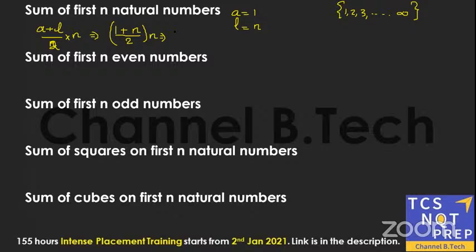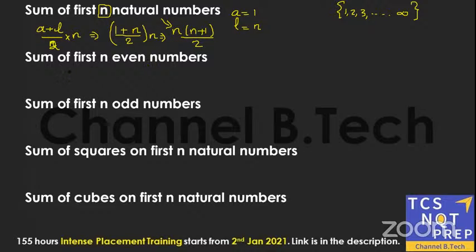This is how we got the formula n into n plus 1 by 2, which is for finding the sum of n natural numbers. In many books, we will have this formula, right? n into n plus 1 by 2. How did we get this formula? Using this arithmetic progression logic. Average into number of terms. n plus 1 by 2 will give the average, into n will give you the sum.